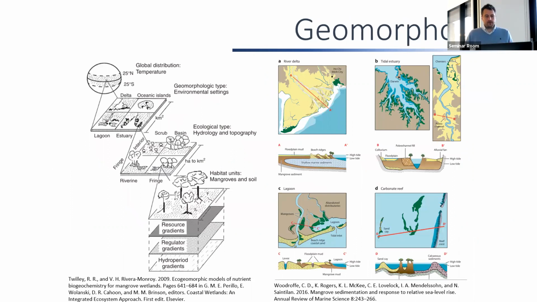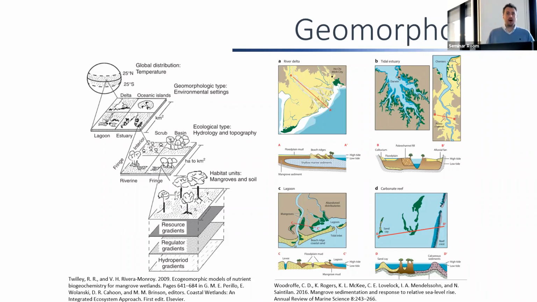There's been a real concerted effort within mangrove research to look at different classifications based on their geomorphic setting. On the left, we see the work of Robert Twilley and Rivera-Monroy, who mapped this as a hierarchical structure. At the top, the global distribution, driven by temperature, 25 degrees north to south. Next step down, you've got the geomorphic environmental setting, whether it's deltas, oceanic islands, lagoons, or estuaries, and then the ecological type, whether it's scrub or basin, within those estuary areas.